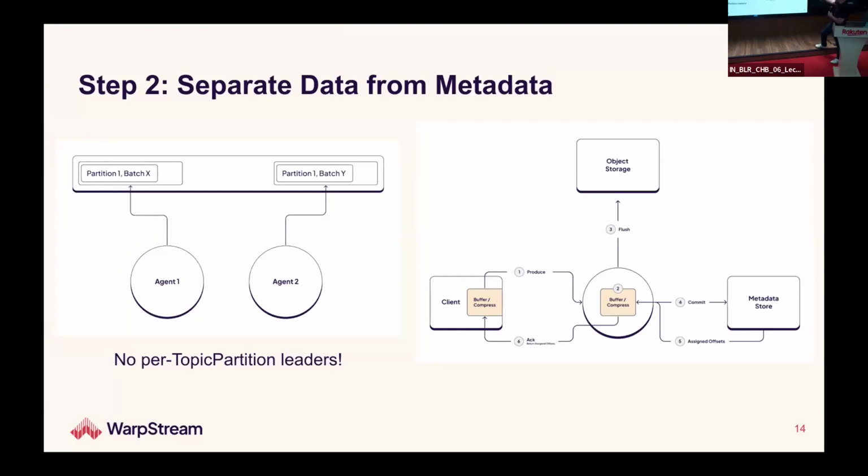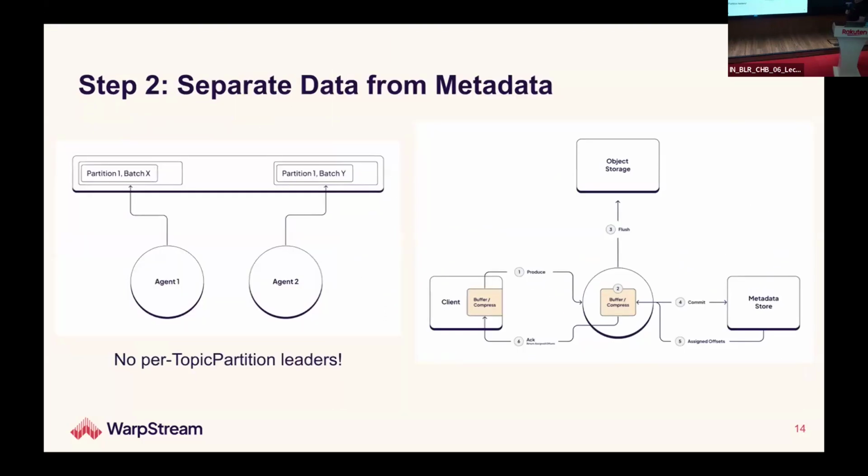Another way to think about this is that the metadata store basically acts like a Raft consensus group, but it acts as a group leader for essentially the entire cluster instead of just a single topic partition. And the reason that we can scale essentially a single consensus entity to the entire cluster is because the consensus only has to process the metadata. It doesn't have to process any of the raw data. So if you're writing gigabytes per second of data through this cluster, the amount of metadata that has to be processed is only hundreds of kilobytes per second. And so that's how we handle the fact that we have no topic partition leaders.